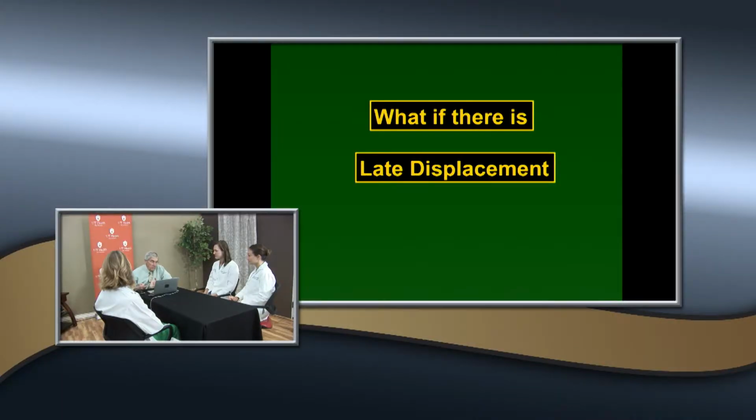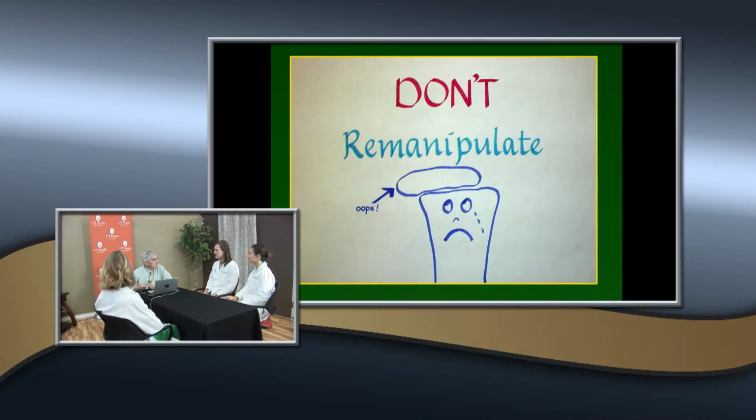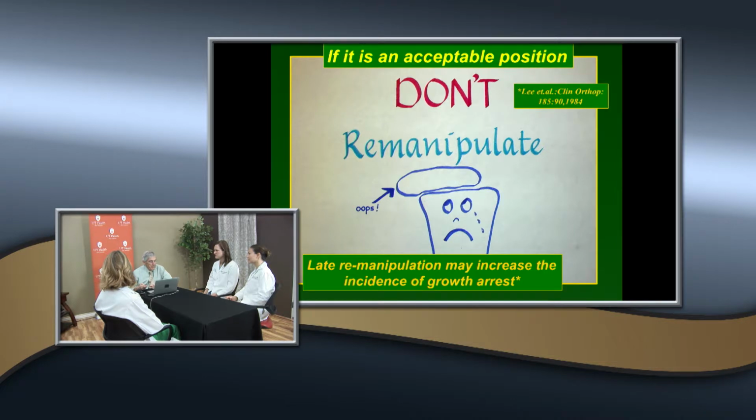So what are you going to do if there's late displacement? Suppose it comes in at 2 weeks. You going to leave it alone? Well, we just showed that you get good remodeling, and we had a good example in the first session. So if it's in an acceptable position, what happens if you remanipulate? What does it take to remanipulate if it's been there for 2 weeks? It takes a lot of pressure, a lot of force to remanipulate that, and because of that, you have a higher incidence of growth arrest.